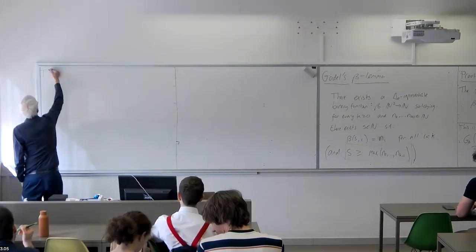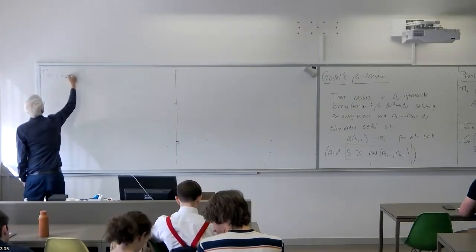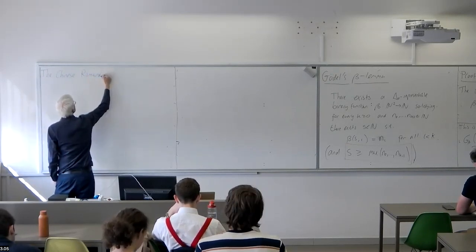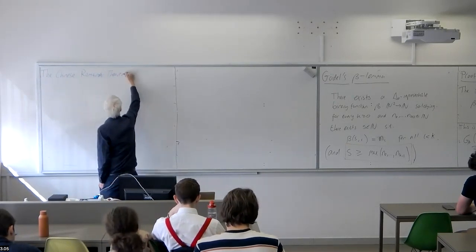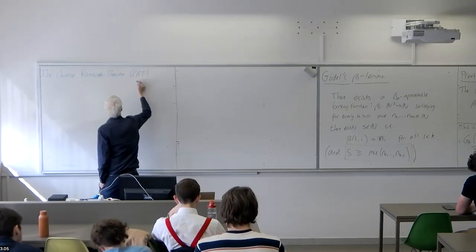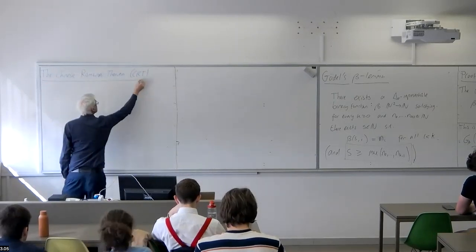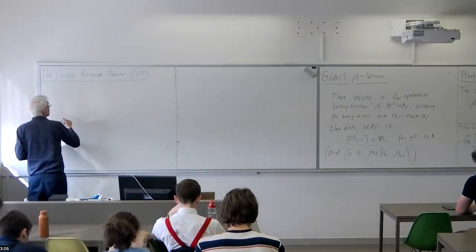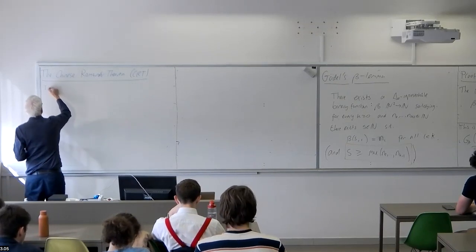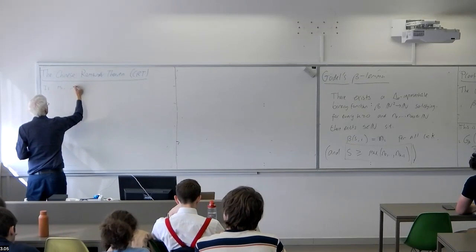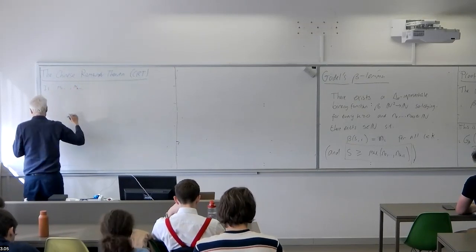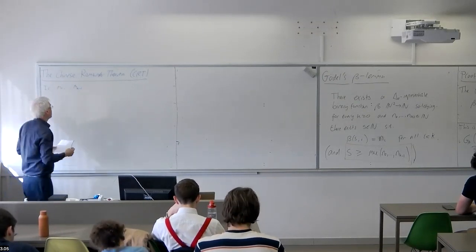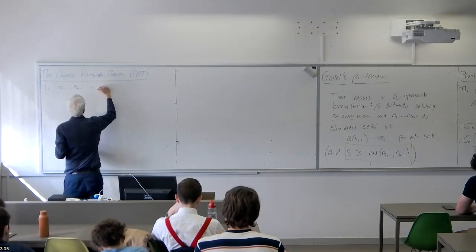So the Chinese remainder theorem is a lovely result in basic number theory. CRT for short. If we have k natural numbers, let's call them m0 up to mk minus 1, they need to be pairwise co-prime.